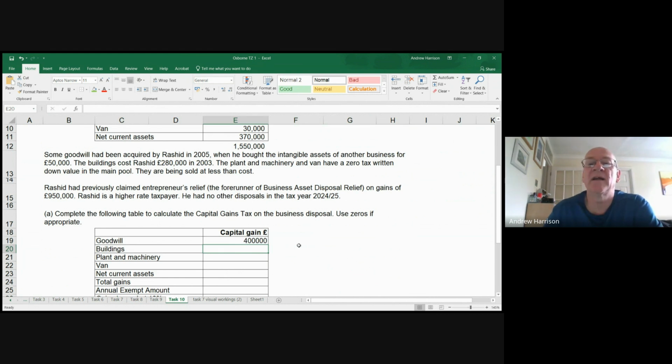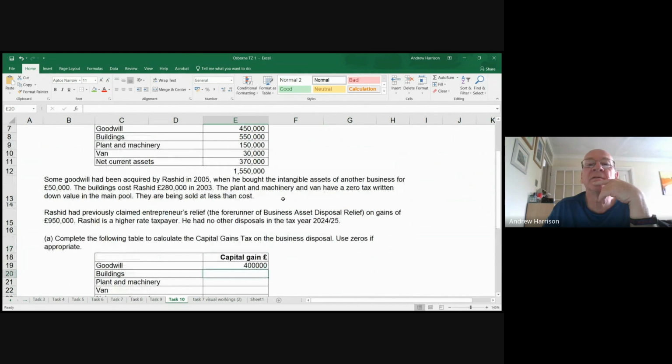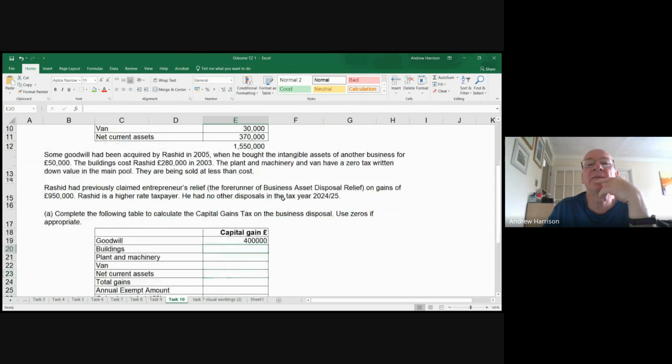And the buildings, no extensions or anything. Obviously, anything like that might matter. There's a question in one of the practice papers where there's an extension done straight away, so it counts. 280,000, sold or valued at 550,000, so equals 270,000.